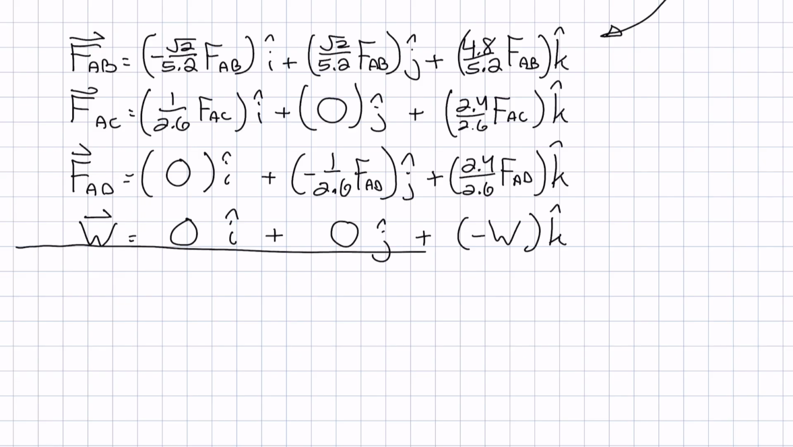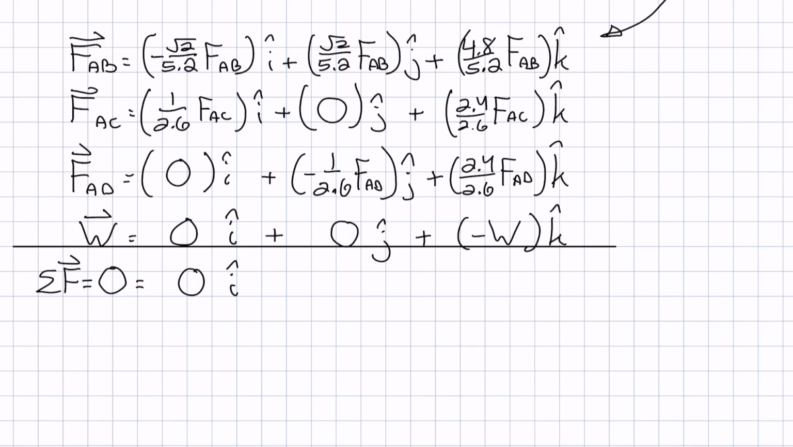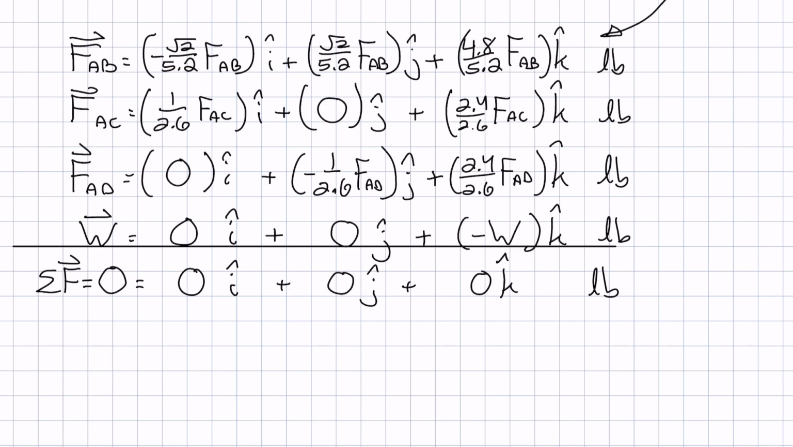So let's set up those equations, because when we know those forces add together, they have to add up to 0 for static equilibrium. So you're going to have to make sure all the i's add up to 0, all the j's add up to 0, all the k's add up to 0. And this is going to give us 3 equations. And I guess I better add the units in there for pounds on each of those.